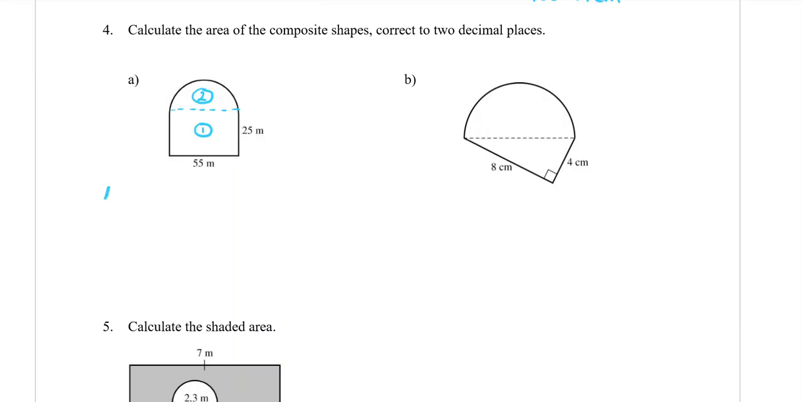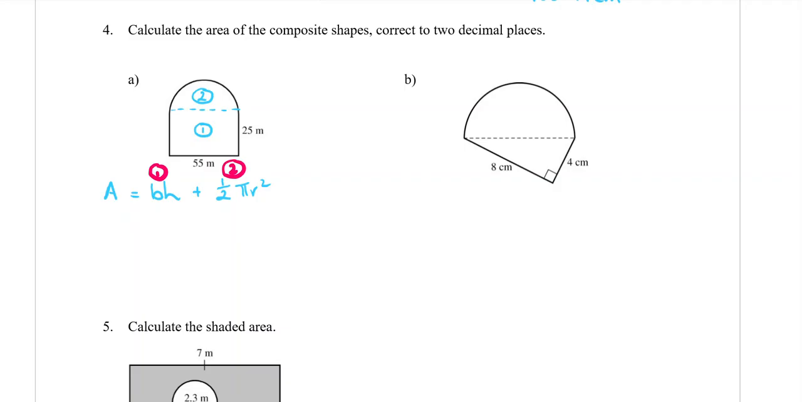So my formula is going to be, first of all, my rectangle will be BH, and then I want to add to that my half of a circle, which is half of pi r squared. So this is shape 1, and this is shape 2.